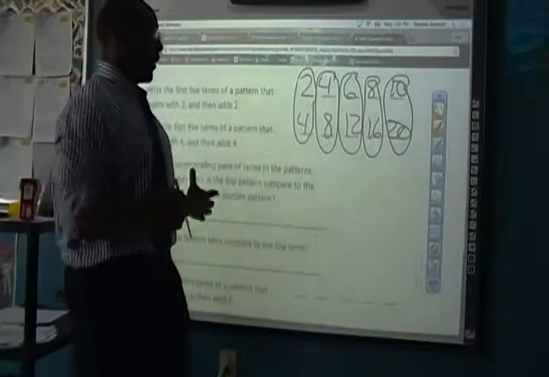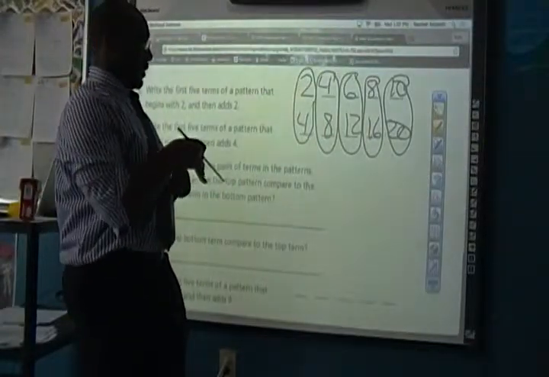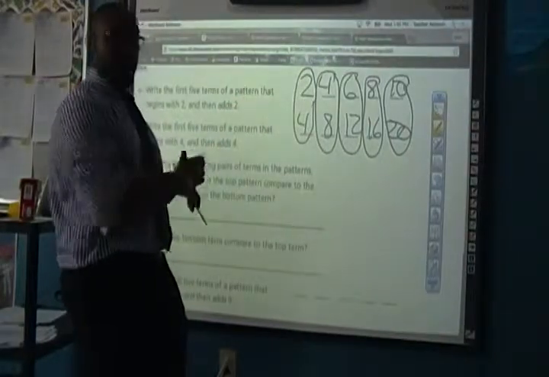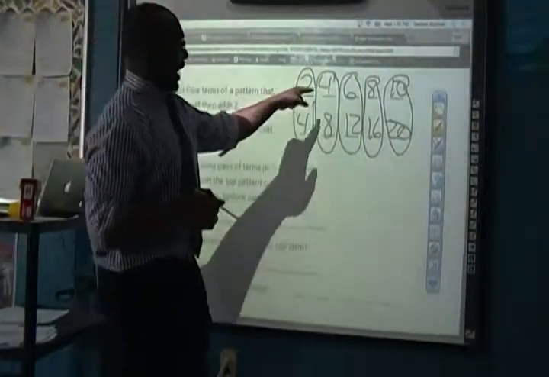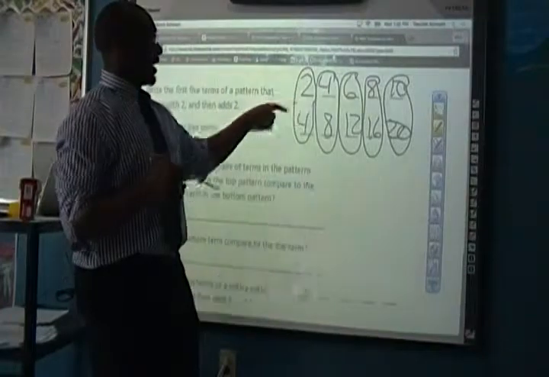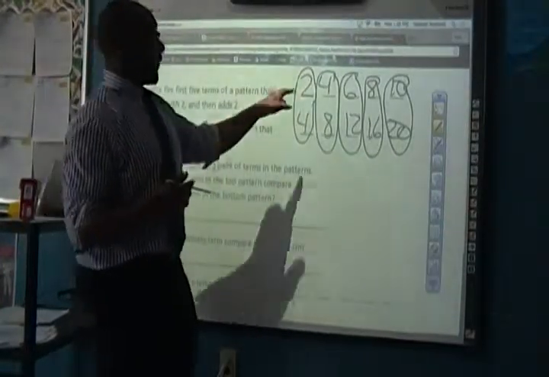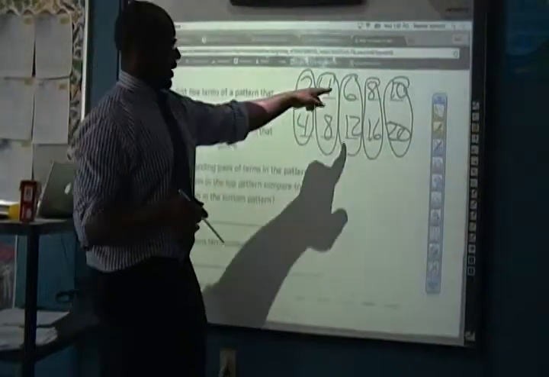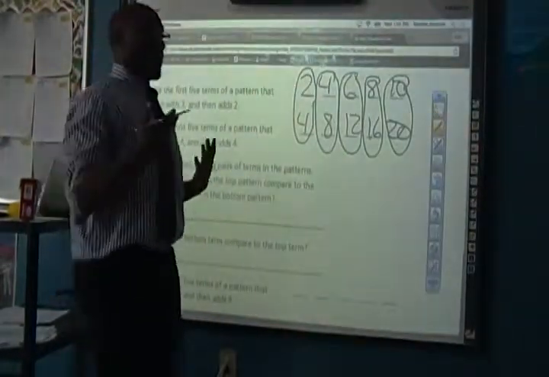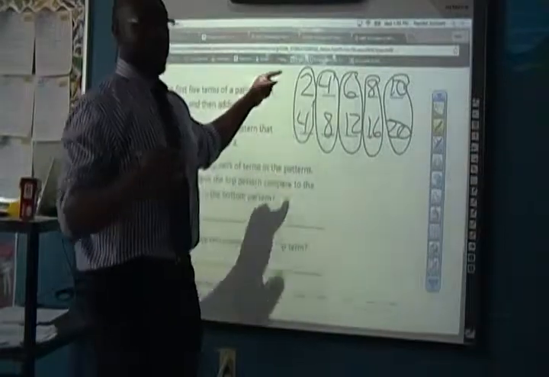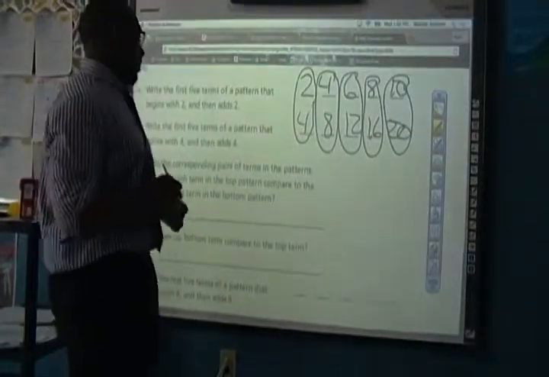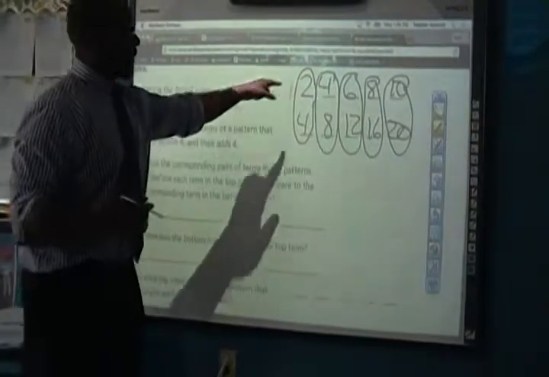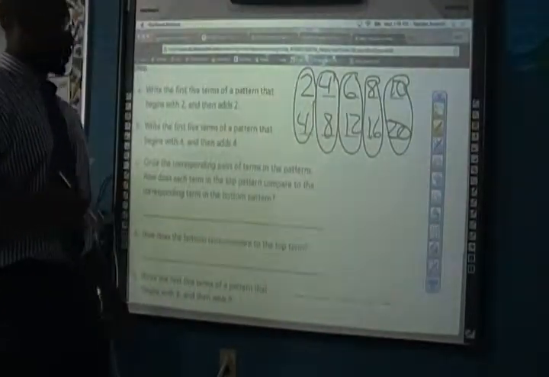Well, to go from 2 to 4, we can add 2, which gives us 4, and we can also multiply by 2, which gives us 4. So let's apply that to the next one. If I add 2 to 4, that only gives me 6, so that throws that one out. But if I multiply 4 by 2, that gives me 8, so that works. 6 times 2 gives me 12. So as you can see, our top number is 2 times less than our bottom number. That's what they're asking us here. How do they relate? Well, my top number is 2 times less than my bottom number.